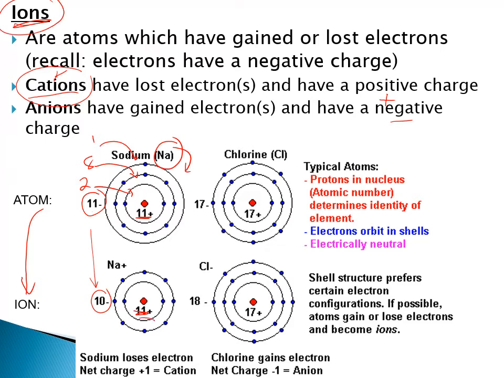So you can see there's a surplus of positive charge. There's still 11 positives in the middle, but there's only 10 negatives on the outside. Therefore, sodium as an ion has a positive 1 as its charge. Same work for chlorine, but in a slightly different way. So again, chlorine wants to have a full outer shell. So what it's going to do is, if you look at its number, chlorine is number 17.